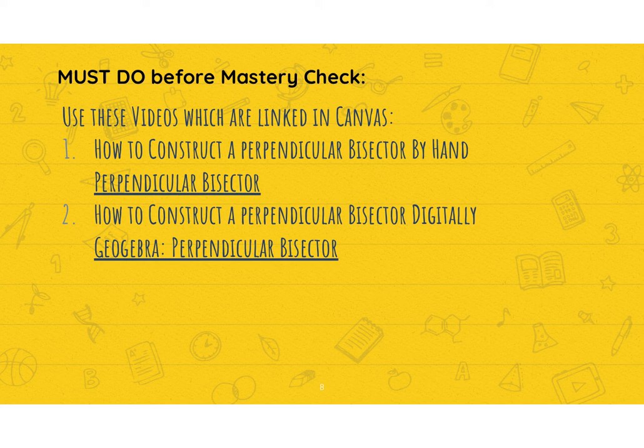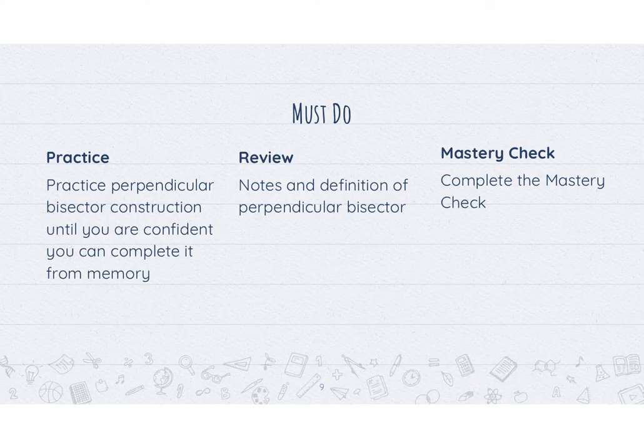So you need to practice both ways, decide which one you like best, you're most confident with, and then practice that one until you can do it without looking at the video or without any notes. Okay? And then you'll be ready to take the mastery check. So you're going to practice perpendicular bisector constructions till you're confident you can complete it from memory. You're going to review your notes and definitions of the perpendicular bisector. And then you'll be ready to take the mastery check. And come get one from me, and we'll get going.